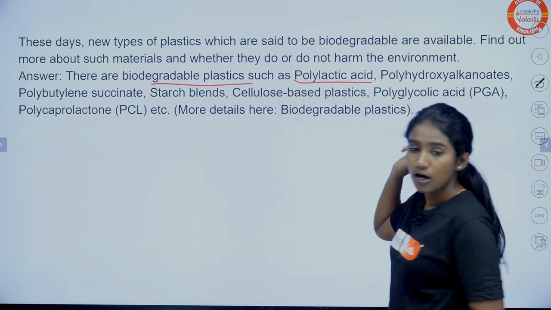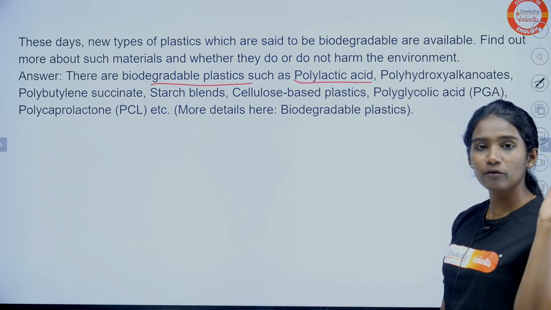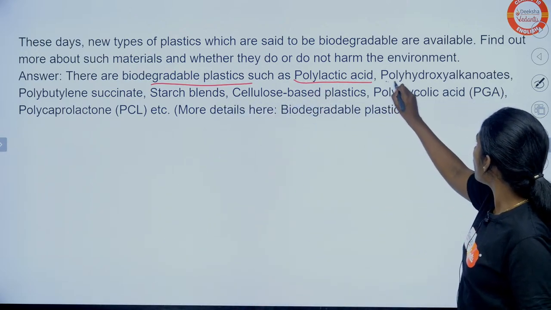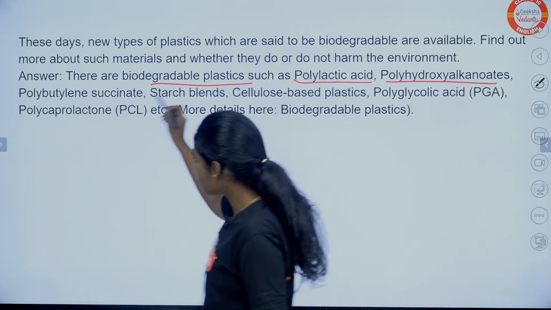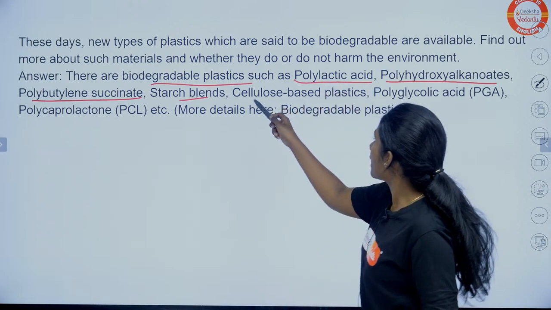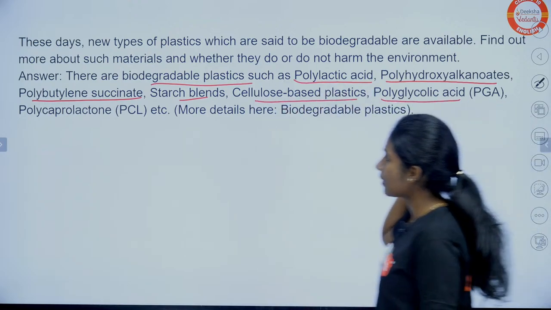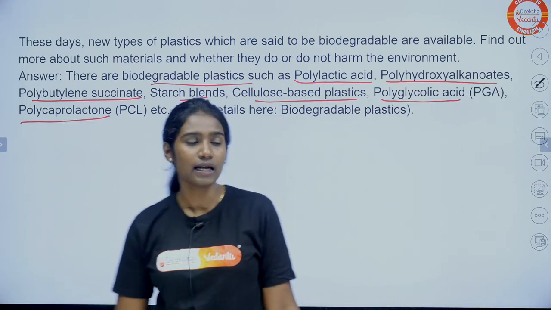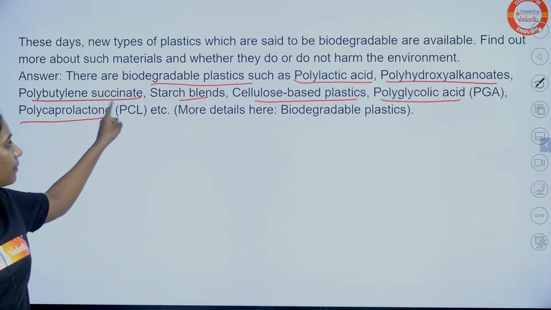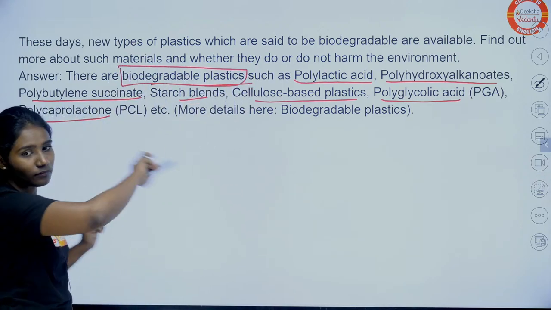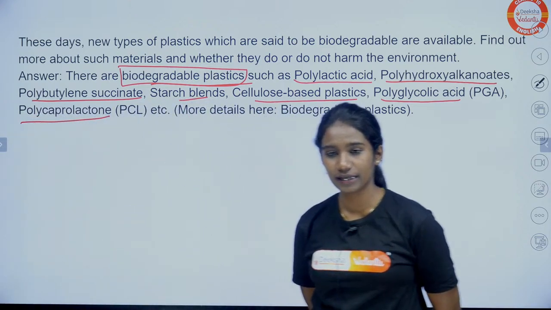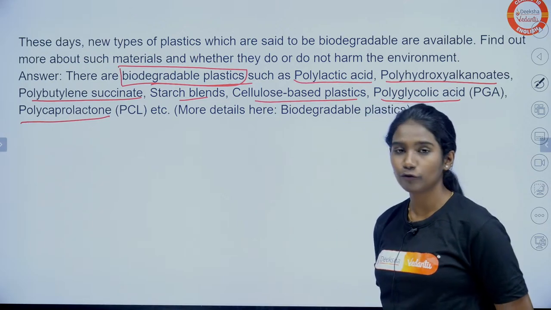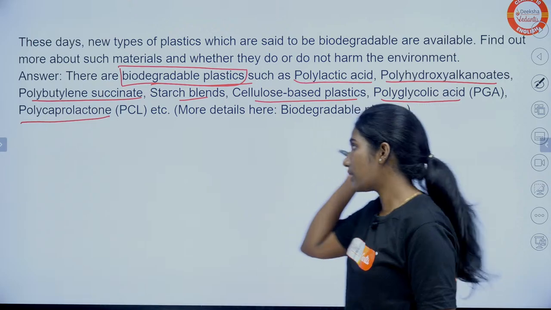These are biodegradable plastics. You must remember these biodegradable plastics because in your exam you will have to mention these examples. At least 3 to 4 examples you will have to mention. Like polylactic acid and polyhydroxyalkanoates, polybutylene succinate, starch blends, cellulose based plastics, polyglycolic acid and polycaprolactone and all. So out of this, if you mention any three examples also, it is fine. These are the examples for biodegradable plastics. They get degraded very easily. So those non-biodegradable plastics can be replaced by these biodegradable plastics. These are eco-friendly.